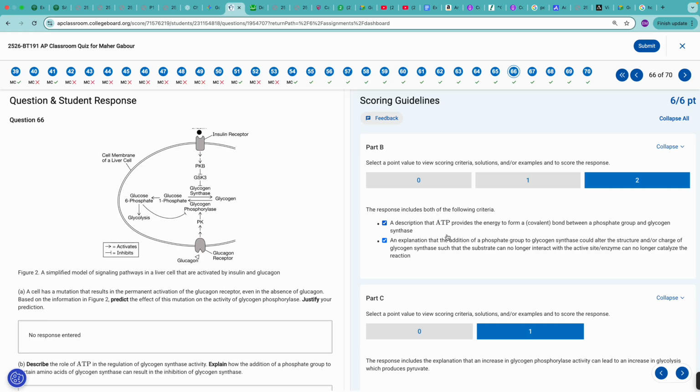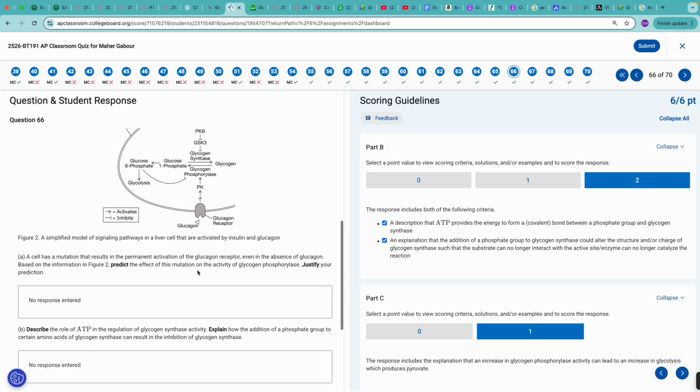So that ATP provides the energy. The ATP is obviously the thing providing energy to bind the phosphate group to the glycogen synthase, just like I told you guys. The bond is being formed. Then the justification: the addition of the phosphate group to the synthase could alter the structure such that the substrate can no longer interact with the active site, because the active site changed. The enzyme can no longer catalyze the reaction. That's the best way I could have put it.